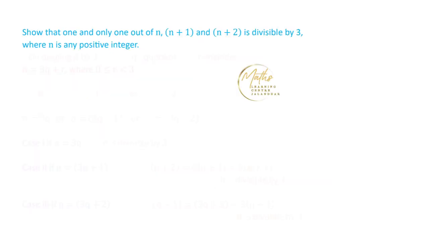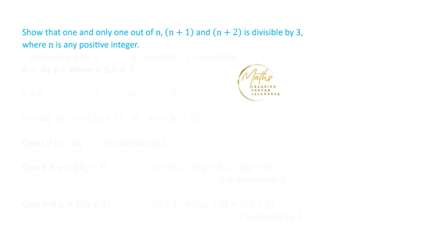Now the next question we have is, show that one and only one out of n, n plus 1, n plus 2 is divisible by 3, where n is any positive integer. It is given that n is any positive integer, and we want to check the divisibility of n, n plus 1, n plus 2 with respect to the number 3. So we start solving this problem in this way.